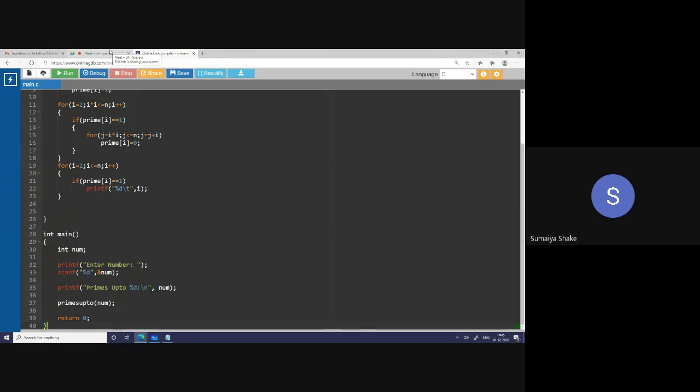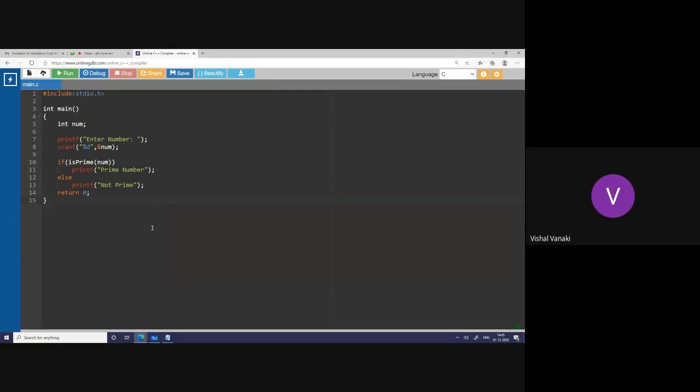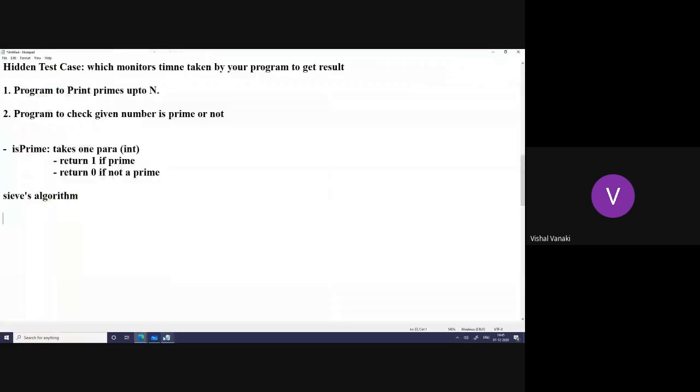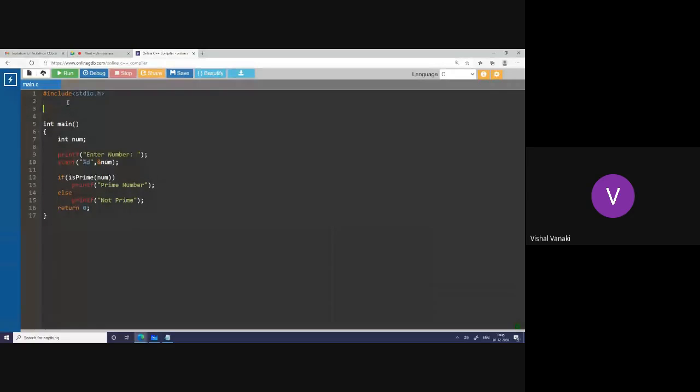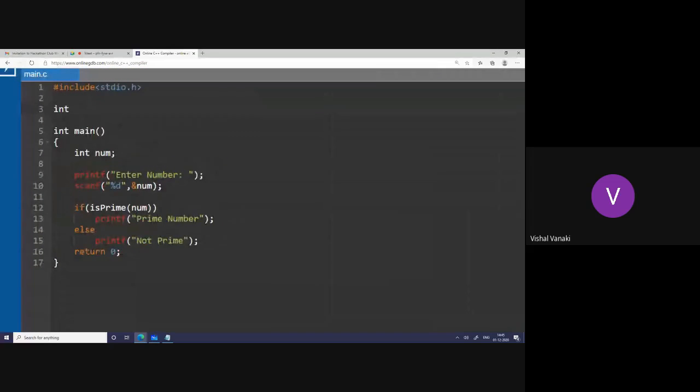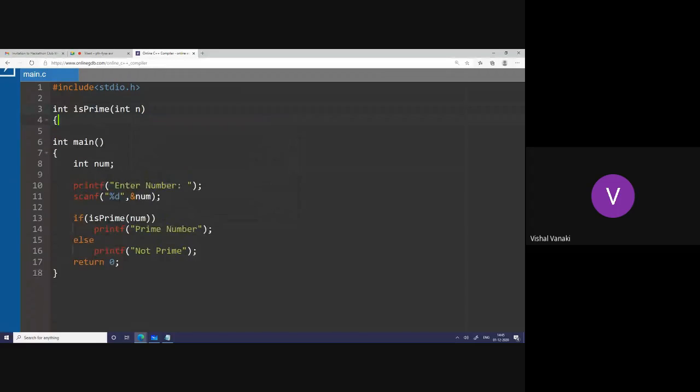Now, what I will do is I'll continue with my program. I have to check whether the given number is prime or not. So I have written a function here, isPrime. This function will return 1 if it is prime, and it will return 0 if it is not a prime. Both are integers, so the return type of the function is int. So isPrime, and I'm passing one parameter, that is n.